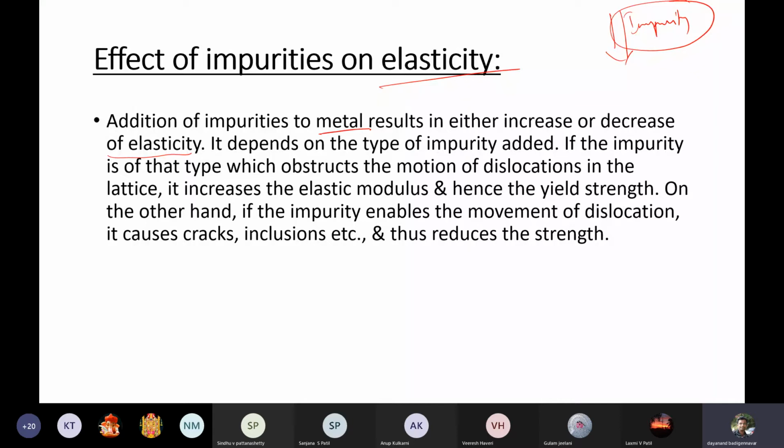Okay, so I have a metal impurity to a metal. Okay, so the elasticity either may increase or decrease. So I have a metal, I have added an impurity. Okay, due to the addition of impurity, the elasticity property either may increase or decrease. It depends upon the impurity that is added to it. ಅದು ನಿಮಗೆ ಗೊತ್ತಿರಬೇಕಷ್ಟ. Okay, got it.